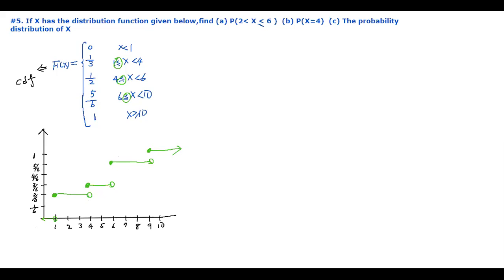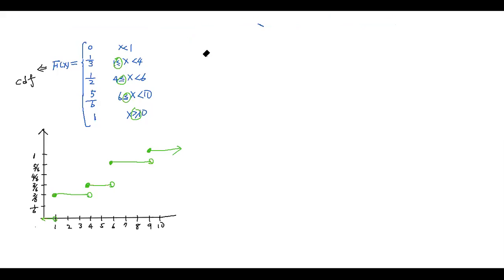Now I know how many jumping points I have: 1, 2, 3, 4. So I know my random variable has 4 values. What are those 4 values? Because later we're going to create this table anyway, my x values are going to be 1, 4, 6, and 10. That's right, because they jump at these points.